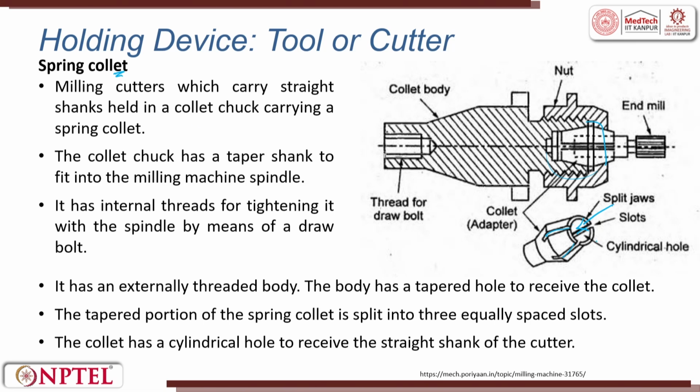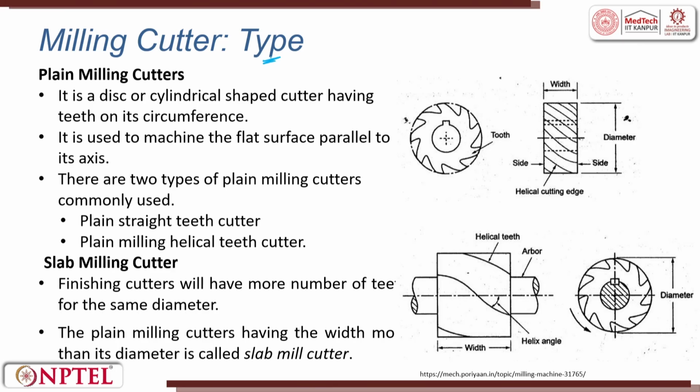When do we use spring collets? When the diameter of the cutter is very small, we go for spring collets. Otherwise, we go for adapters and arbors. There are different types of milling cutters. So, we will see them.